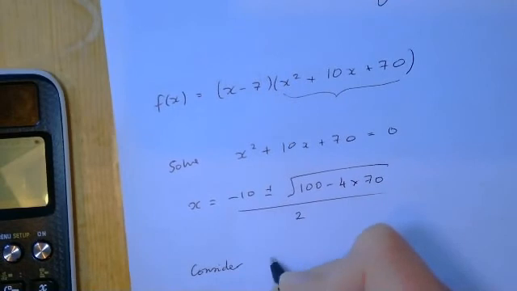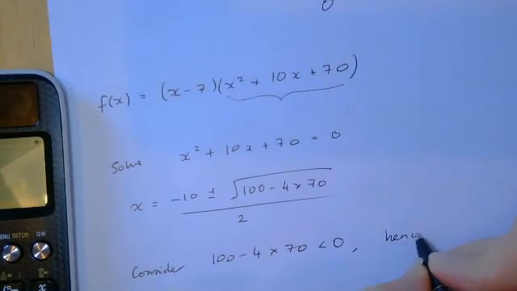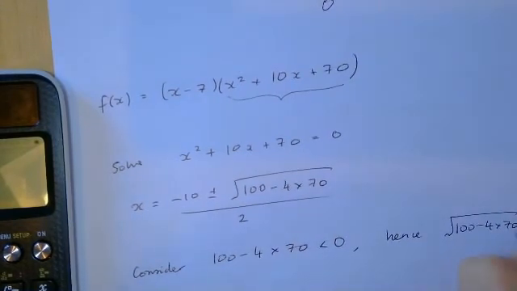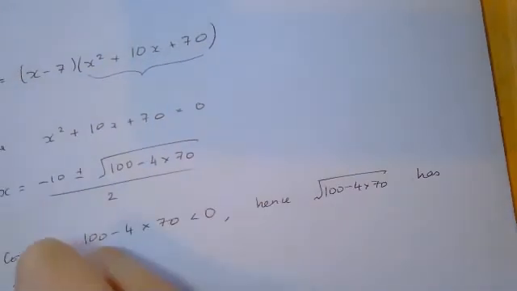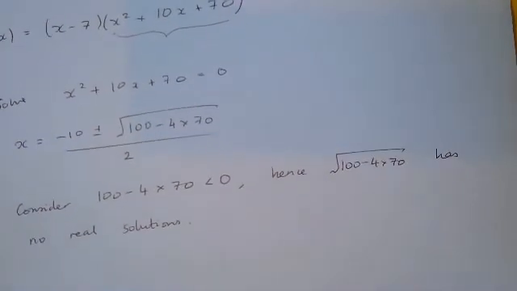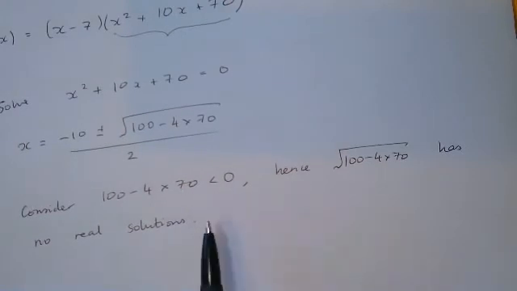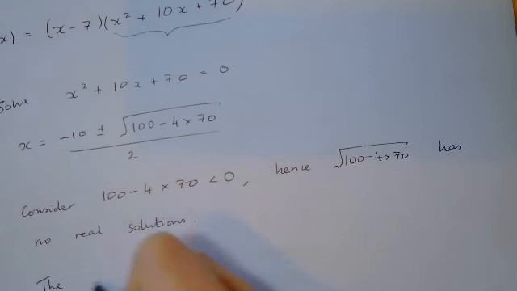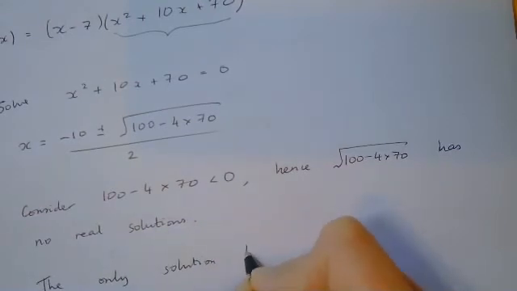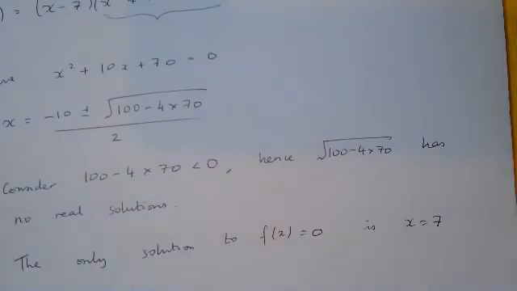Right, I'm going to, in fact, just look at 100 minus 4 times 70, because that is less than 0, hence the square root of that has no real solutions. Okay, so I've done the quadratic formula. The bit in the square root turns out to be negative, and hence it's got no real solutions. So the only solution to f of x equals 0 is x equals 7. That's probably what I would write, something like that, just to round it off.